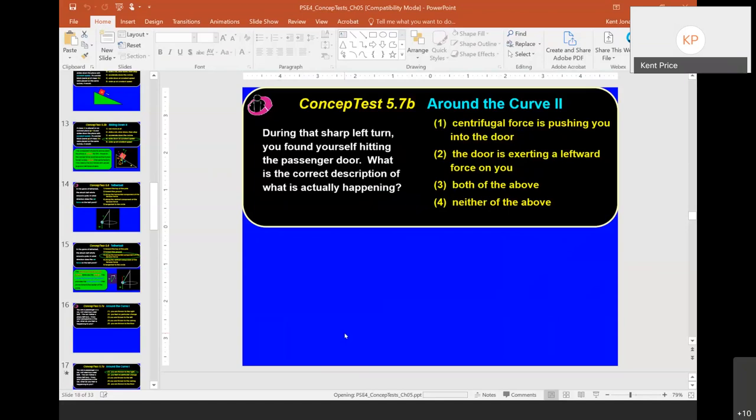There are two ways to think of it. One is, since you're pushing to the right on the door, the door has to be pushing to the left on you, according to Newton's third law. The other is, you would naturally continue to go in a straight line. If there wasn't any force on you, you'd keep going straight. But instead of going straight, you're going left. So something must be pushing you left, and it's the door that's pushing you left.